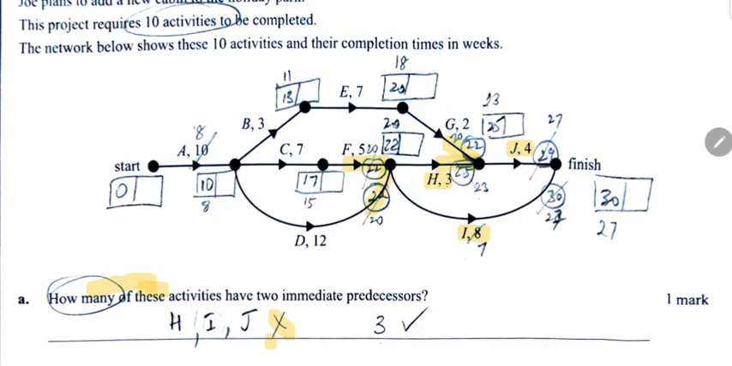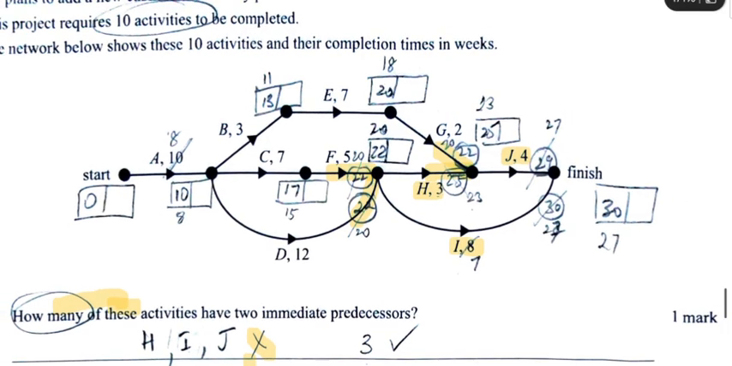Now they're asking you what's the minimum completion time in weeks for this project in part B. In order to find the minimum completion time, it's basically working with a forward scan. So that's 0 plus 10 is 10, and 10 plus 3 is 13. 13 plus 7 is 20. And we're coming to a point where we have to make a choice between two values and choose the larger value. So 20 plus 2 is 22.